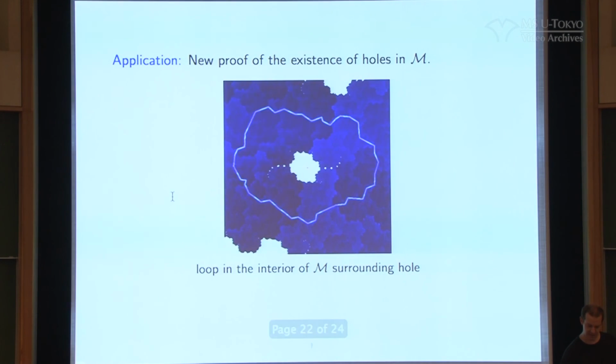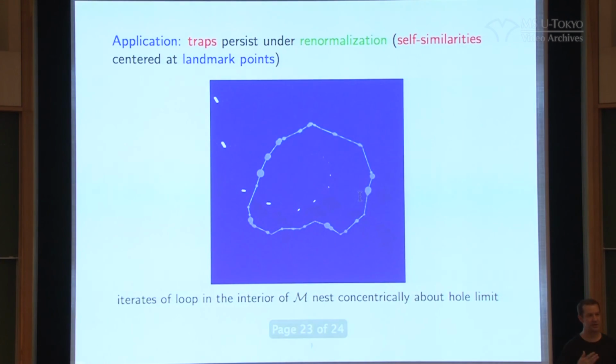Okay, so that's kind of nice, and then you can use these interior sets. Once you have a nice technique for finding them, you can find them systematically. You can use this to give a new proof of the existence of holes. And then you can show that these traps persist, they behave in a nice way under certain operators, the so-called renormalization operators, which are at the heart of these self-similarities that Solomyak proved, the similarities at these landmark points. You can prove that these traps persist nicely under renormalization.